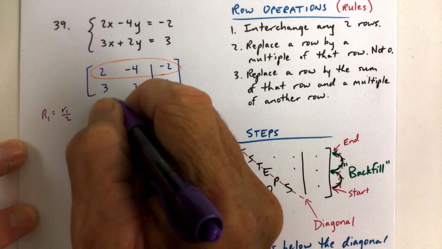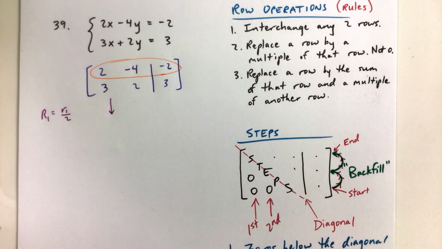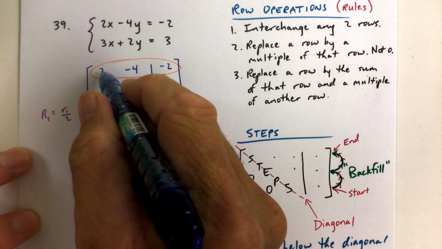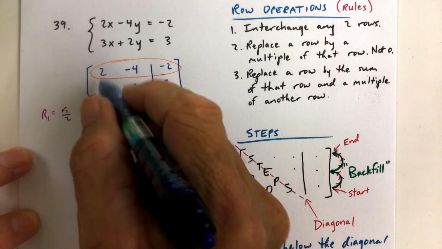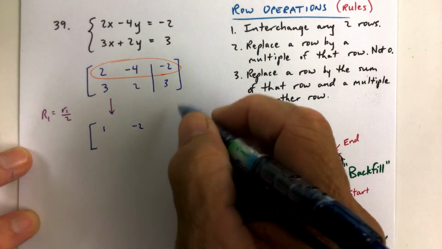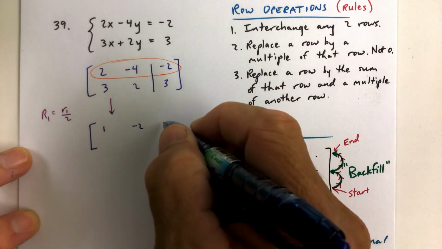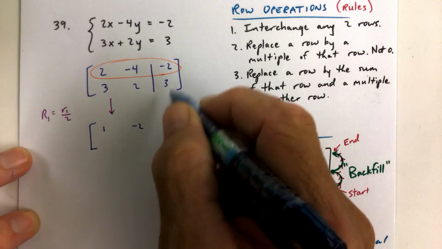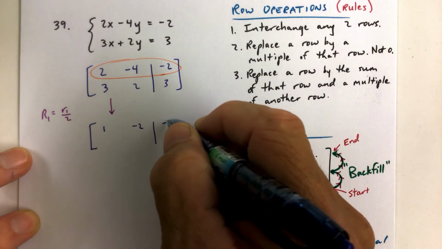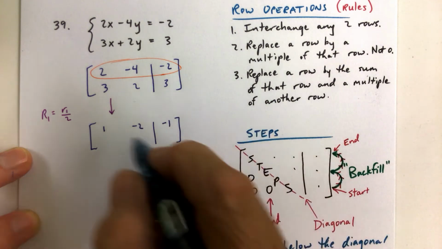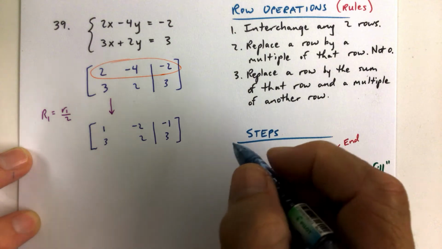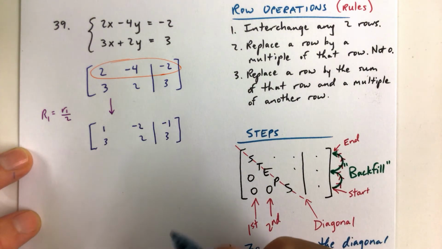So to get from the first matrix to the second one, we're just going to take the first row and divide every entry by 2. So 2 divided by 2 is 1. -4 divided by 2 is -2. -2 divided by 2 is -1. I froze there for a second. And then we will rewrite our second row. So that's how we get from the first matrix to the second one.